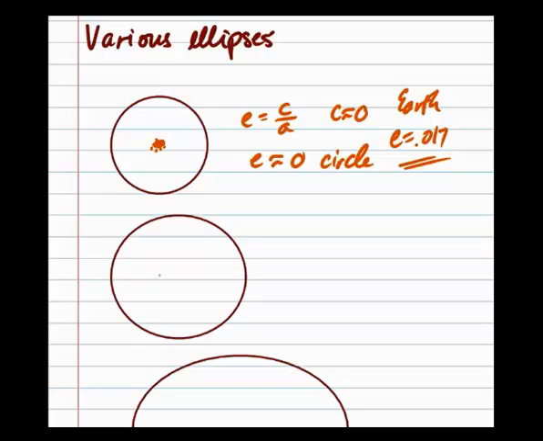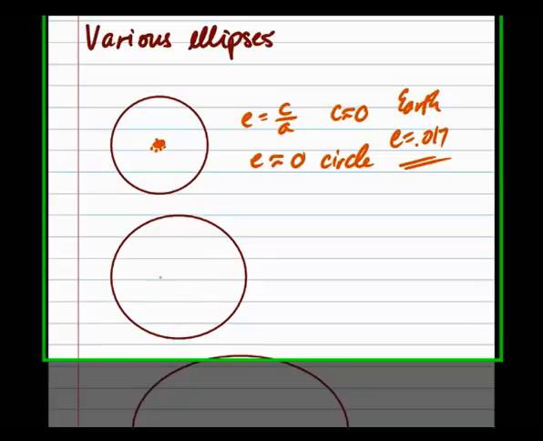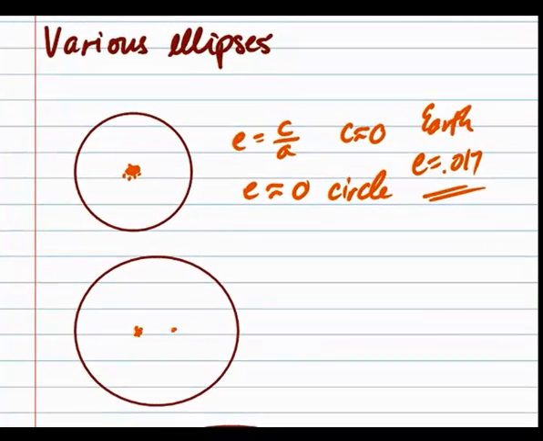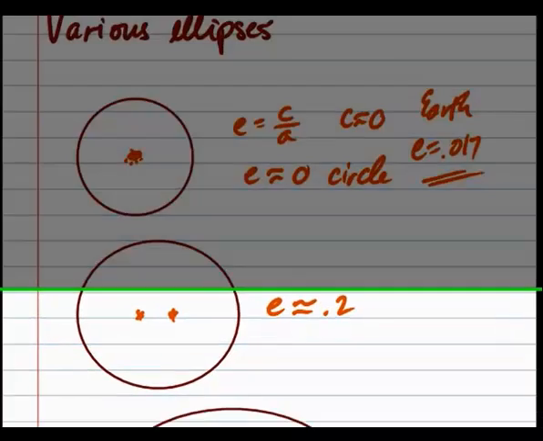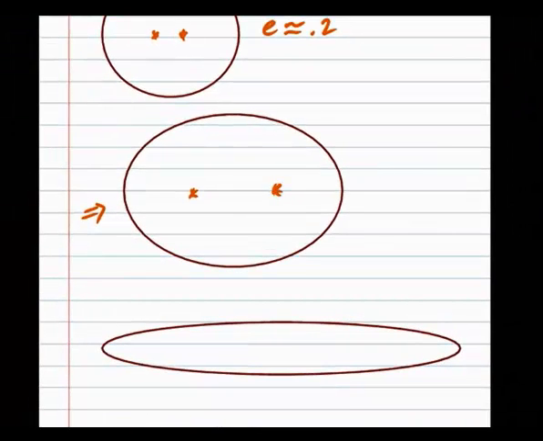I haven't drawn where the foci are. When I draw these on the computer, it doesn't show where the foci are, but my guess is that they're somewhere like this. You can see that they're a little bit more separated. Perhaps the eccentricity here would be somewhere around maybe 0.2. And then here, again, the foci are quite a bit further apart, and perhaps the eccentricity is maybe, what do you think, maybe about 0.4.